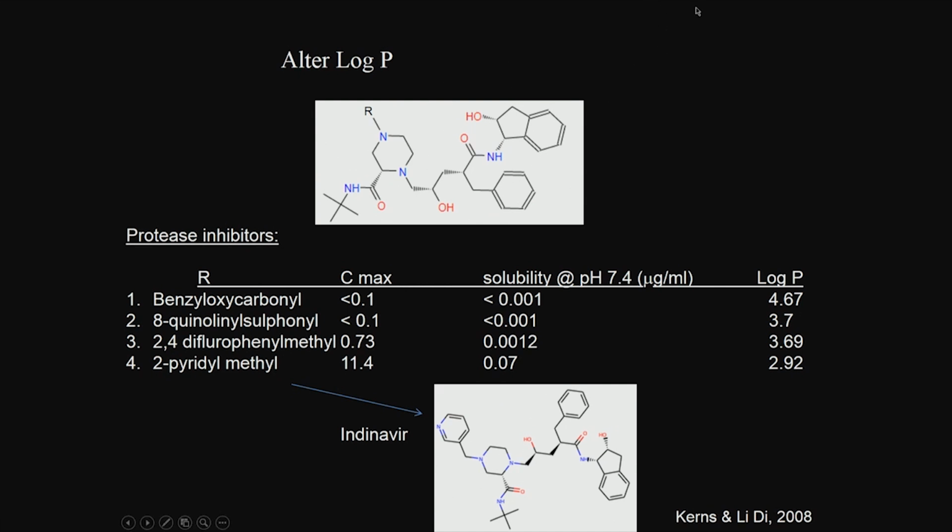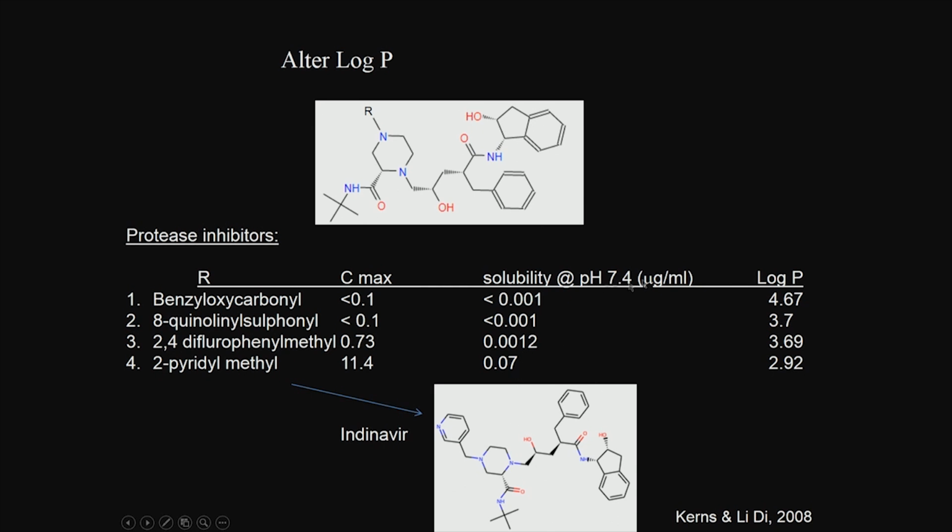For example, these are protease inhibitors. Okay, these are called protease inhibitors, and their R group is there on nitrogen. So, as you can see, different R groups: benzyl, oxycarbonyl, 8-quinolyl sulfonyl, 2,4-difluorophenylmethyl, 2-pyridyl-methyl. Okay. So, different R groups. So, log P keeps going down, as you can see, 4.67, 3.7, 3.69, 2.98, and the solubility has gone up tremendously, almost more than 700 times.